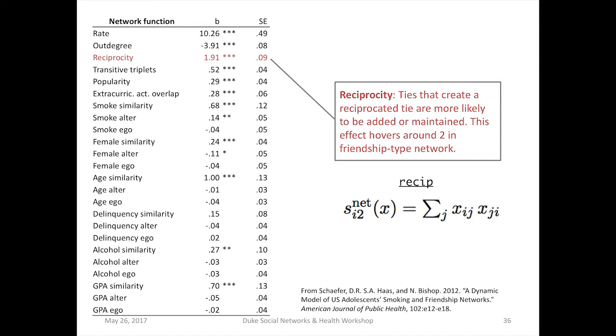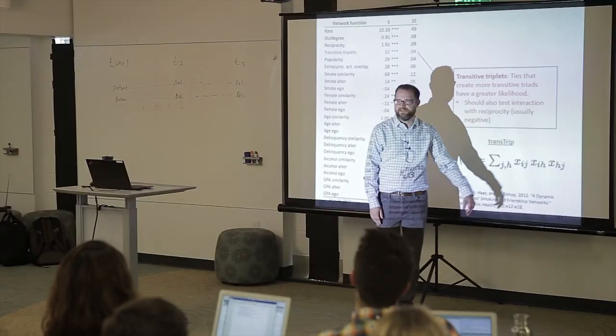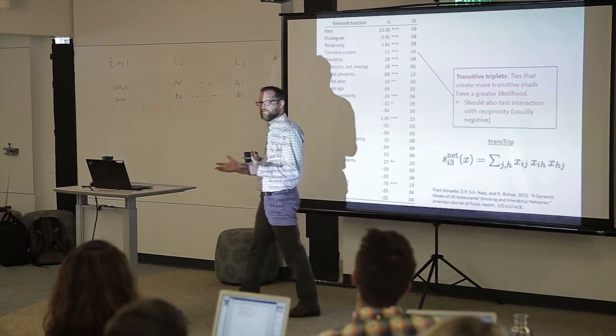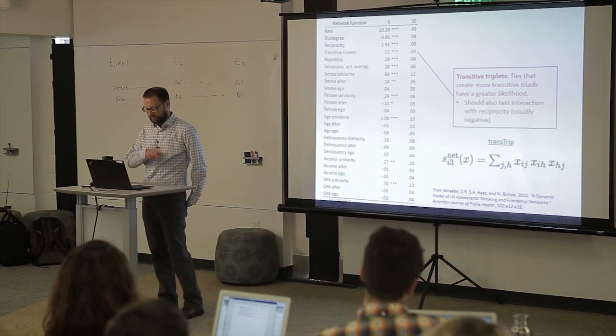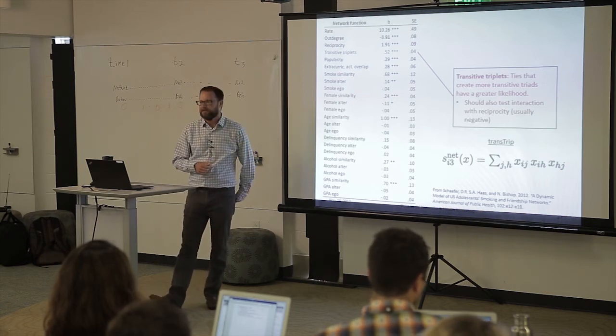Our measure of transitivity is this transitive triplets effect. So it's really for any I, how many ties from I to J, I to H, and H to J. So this positive effect here means that any ties that contribute more transitive triplets, not necessarily saying where in this triplet I is. It could be the tie from I to J, or it could be the tie from I to H that's being added. We're not necessarily distinguishing where in the triad ego is, but ties that add more of those are going to be more likely to be added.